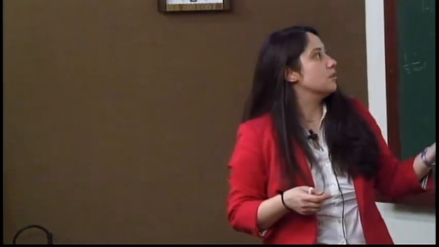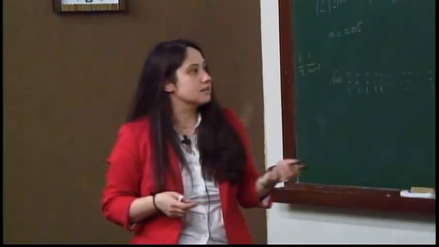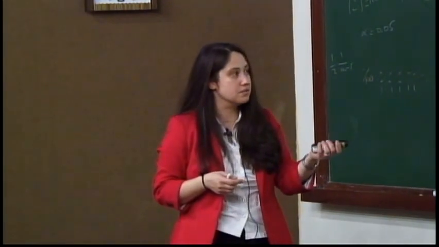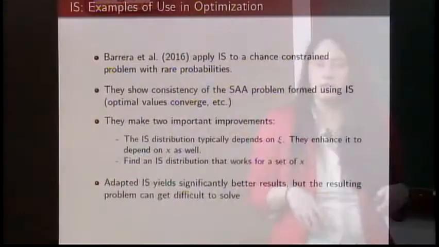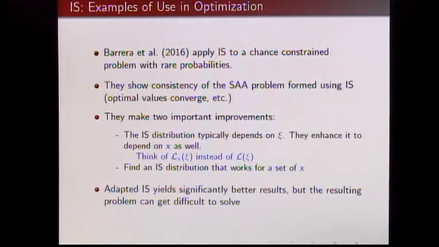And they look at a region, and they create an important sampling distribution that works for the whole region, not for each given x. Okay, and then they do some other things and can get significantly better results, but then sometimes it turns into mixed integer programs with a chance constraint, so it can be difficult to solve. Oh, they also create this L of x instead of L. So not only on the F and the Q, they also have some dependence on the x even more.